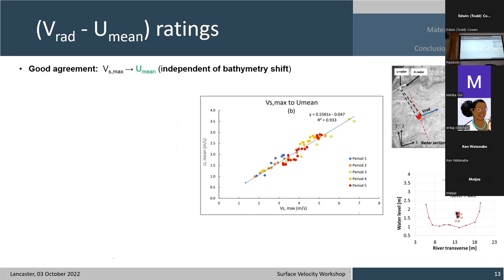It could cross all the periods. And also the location of the V max was quite stable within the cross section. So these are interesting results.